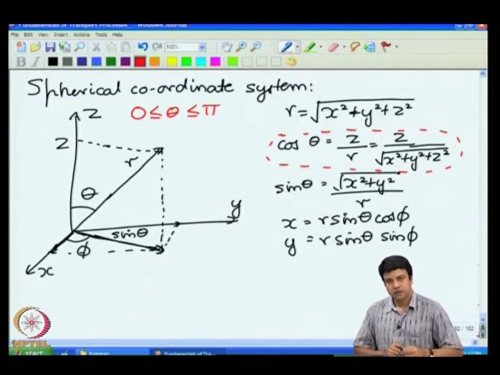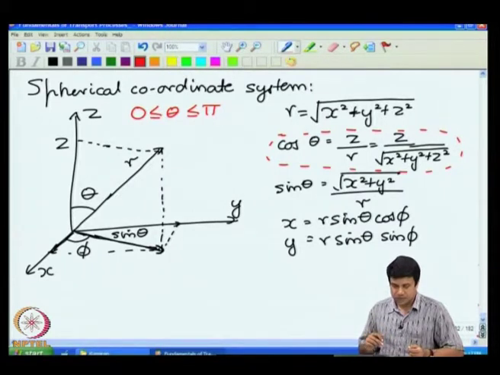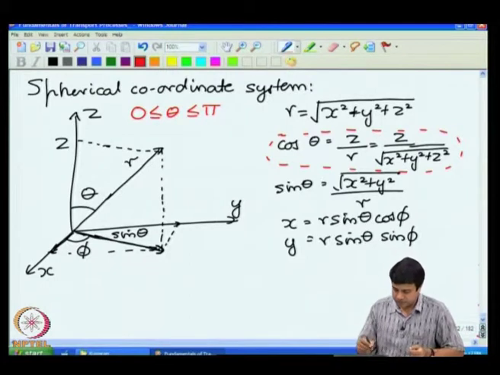Phi is the angle around the axis. If I start at phi equal to 0, go all the way around and come back to the x axis, the angle that I would have gone around is 2 pi. Therefore, phi varies from 0 to 2 pi.